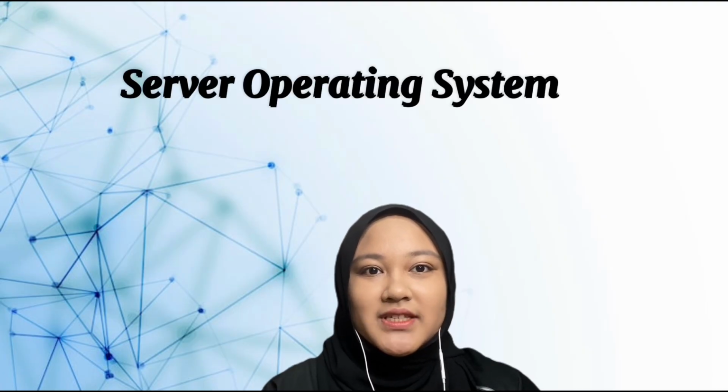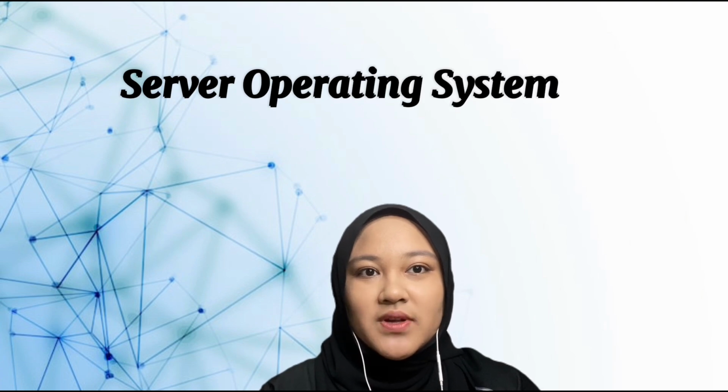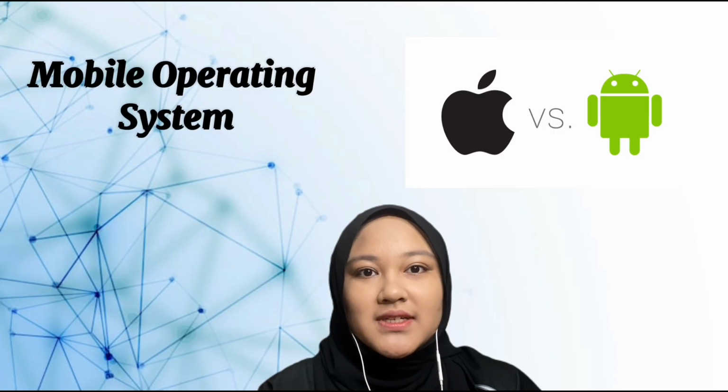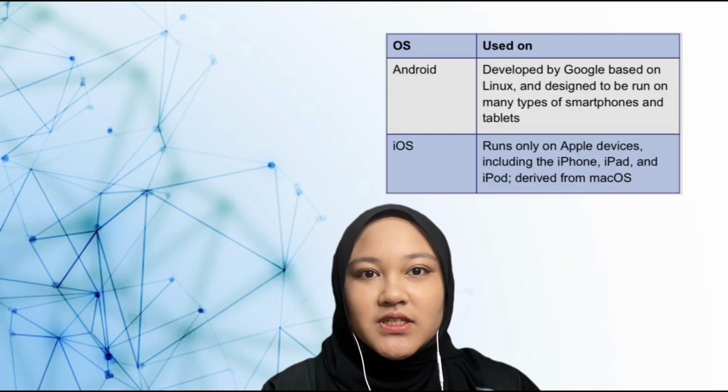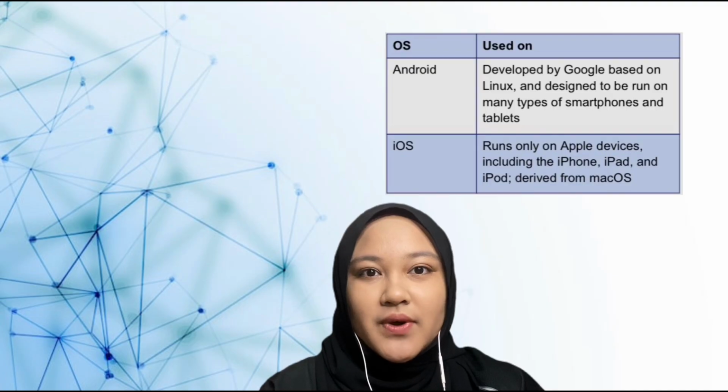Next, server operating systems are multi-user. They control a central server that supports many network users. For example, common web servers are Windows Server, macOS Server, and Unix. On the mobile side, smartphones and tablets use mobile operating systems like Google's Android, which is based on Linux, while Apple iOS only runs on iPhones, iPads, and iPods. Mobile OSs focus on touchscreens, voice recognition, Wi-Fi, Bluetooth, GPS, and NFC.